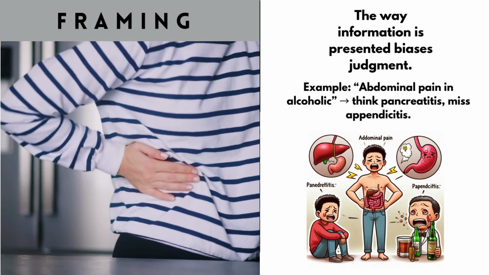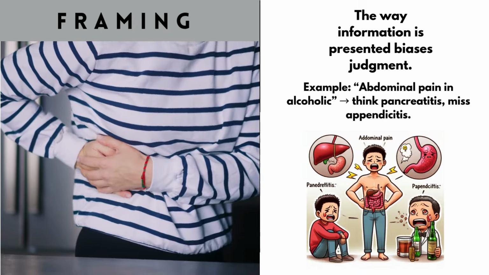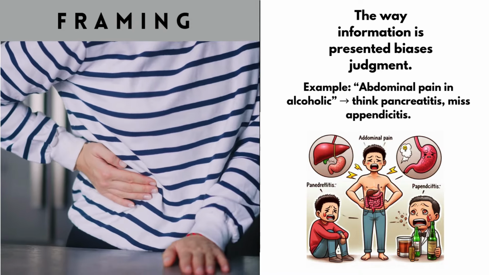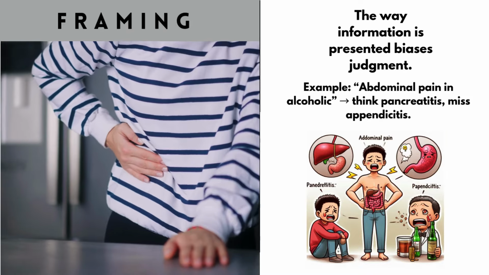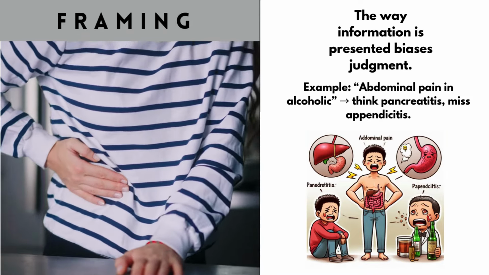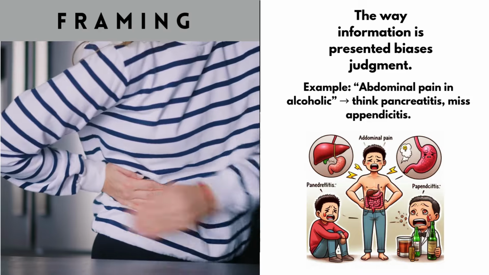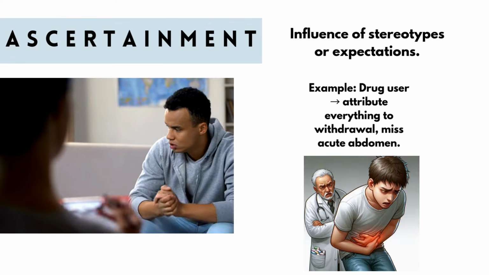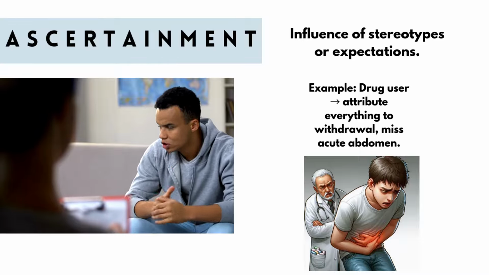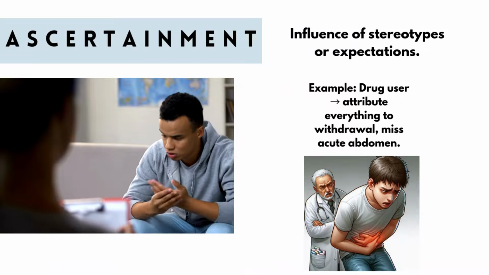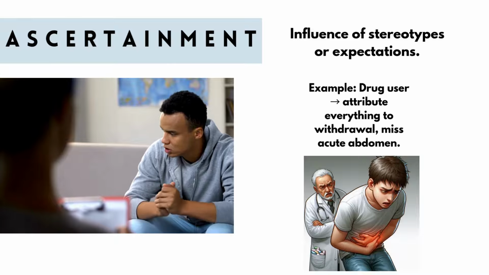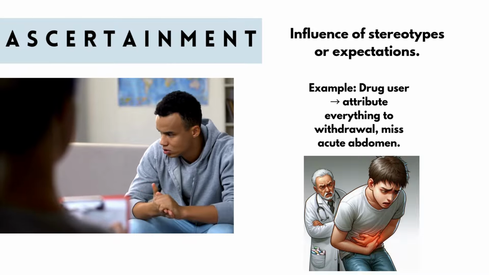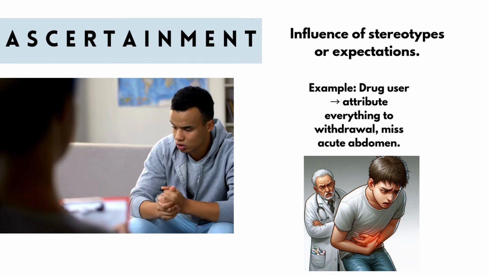5. Framing. The way information is presented affects our judgment. Example: if a patient is referred as abdominal pain in an alcoholic, we think of pancreatitis and overlook appendicitis. 6. Ascertainment. Stereotypes or expectations influence us. Example: a patient with a history of drug use. Their abdominal pain is attributed to withdrawal, ignoring a perforation.